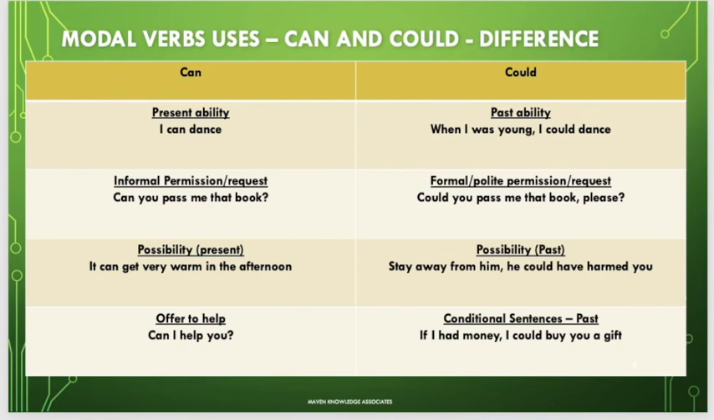So what we have learned about can and could: can is more informal, could is more formal, and could is usually used for past activities or past actions. Can is used for present actions, present activities, and could is also used for conditional sentences.